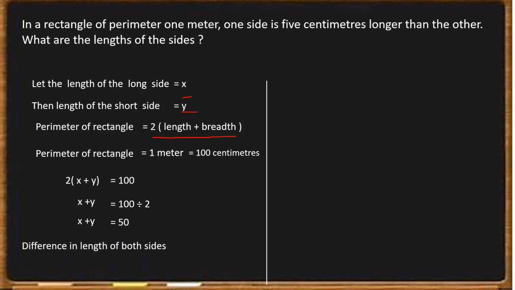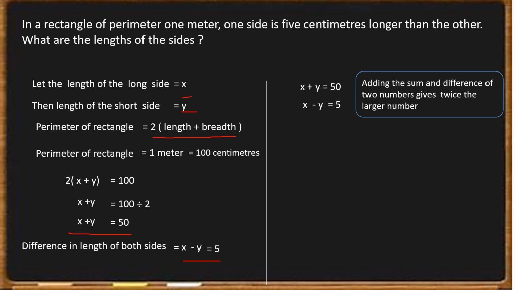Again, it is given that the difference in length of both sides, x minus y, is 5 centimeters. And so we are considering the two equations we got. One is x plus y equal to 50 and the other is x minus y equal to 5. And we know the result which we discussed in the first class: adding the sum and difference of two numbers gives twice the larger number. That is, 2 into x is equal to x plus y plus x minus y.